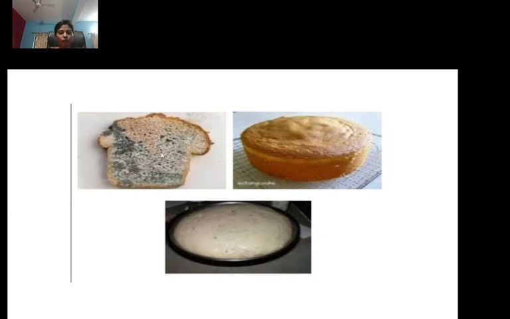Bread slice with a fungal growth on it. Good. Second picture, Suman. Fermented dough. Yes. Third picture, Sneha. A piece of spongy cake. Right. Good. Yes, you are all right.